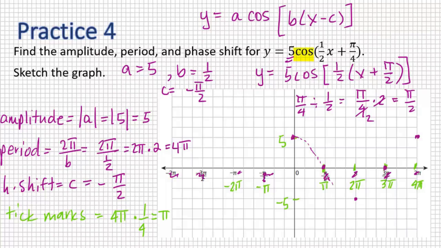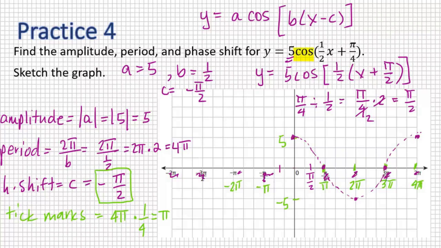So I'll use a dotted line to indicate that this is not our final answer since we haven't shifted it yet. What is our shift? The horizontal shift is negative pi over 2, so we're going to be moving to the left. How far is a distance of pi over 2? Well, if one tick mark is the distance of pi, halfway between tick marks, we've traveled a distance of pi over 2.